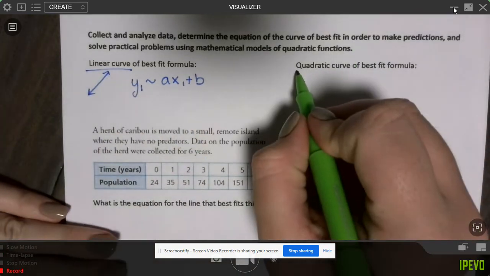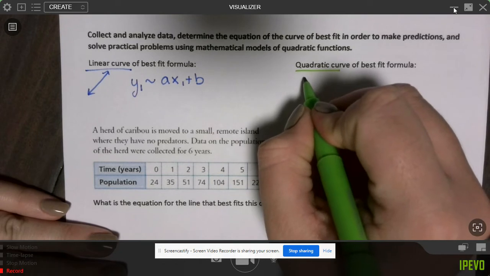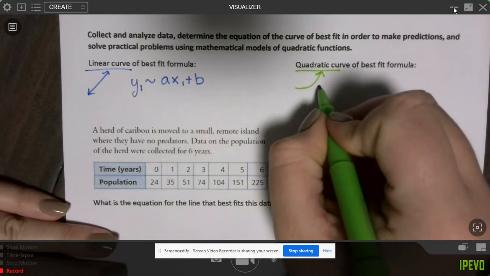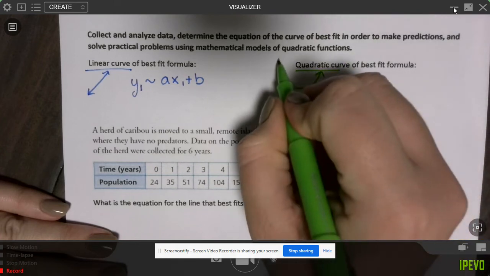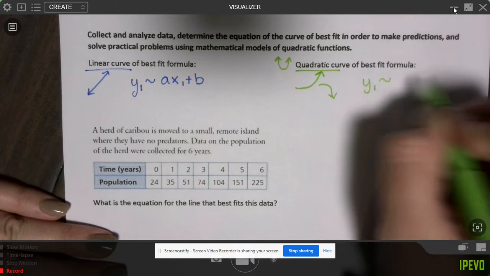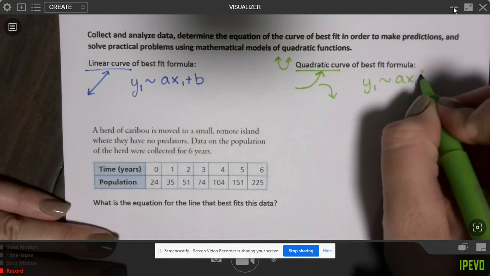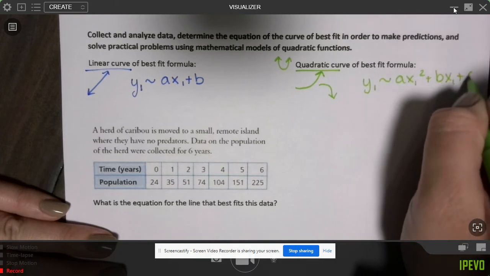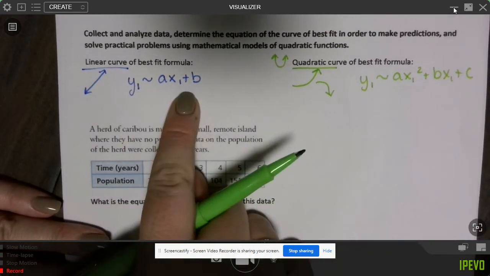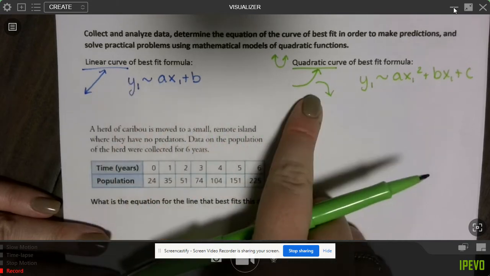What's new is a quadratic curve of best fit. So usually it's going to be something that kind of does this, or maybe tapers off downwards like this, but quadratic is that U shape. And so your formula here is y1 is approximately ax1 squared plus bx1 plus c. Now, these formulas again will be given to you, but you need to know the difference between linear and quadratic.